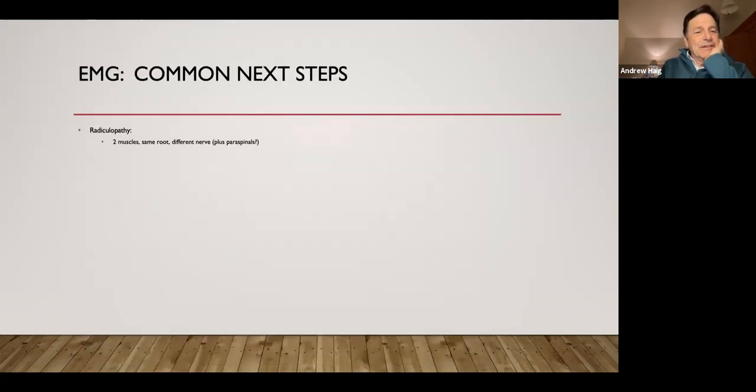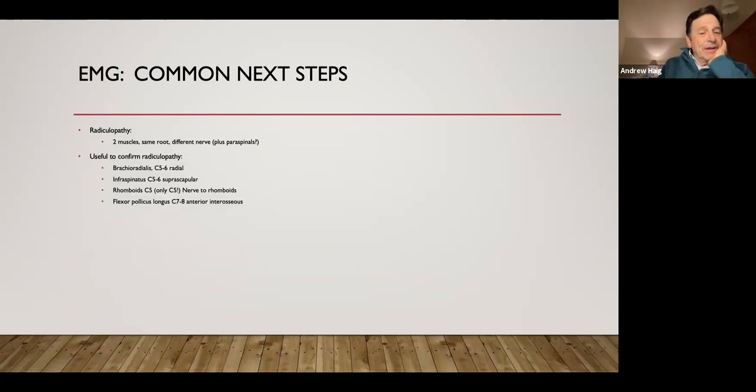Next steps commonly for radiculopathy, you may have to find a different muscle like the brachioradialis for another C5-6 muscle, or the supraspinatus. For radiculopathy, these are the brachioradialis, the infraspinatus, the rhomboids. Rhomboids is kind of cool because all those muscles we're talking about are C5 and C6, but the rhomboids, if it's abnormal, is only C5. If it's normal, then the problem you found in the other muscles is probably only C6. So you can kind of help localize. Not perfect, but it's a good idea.